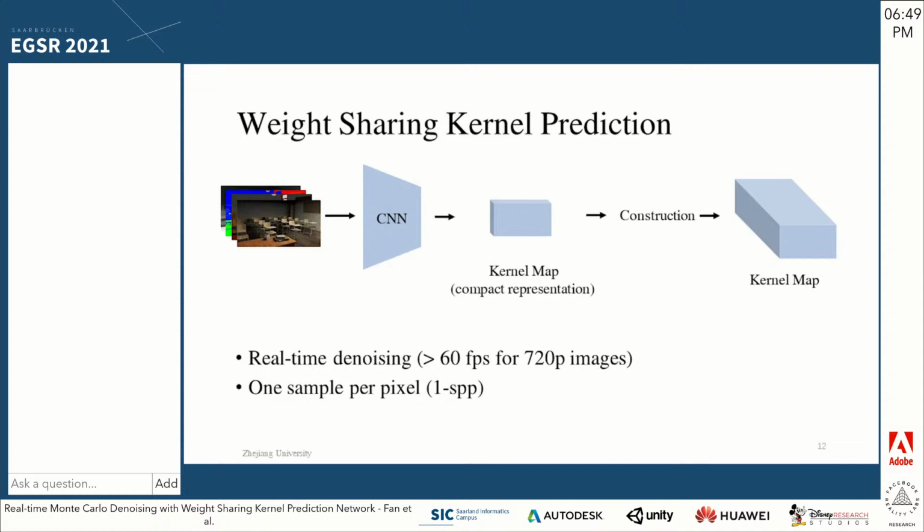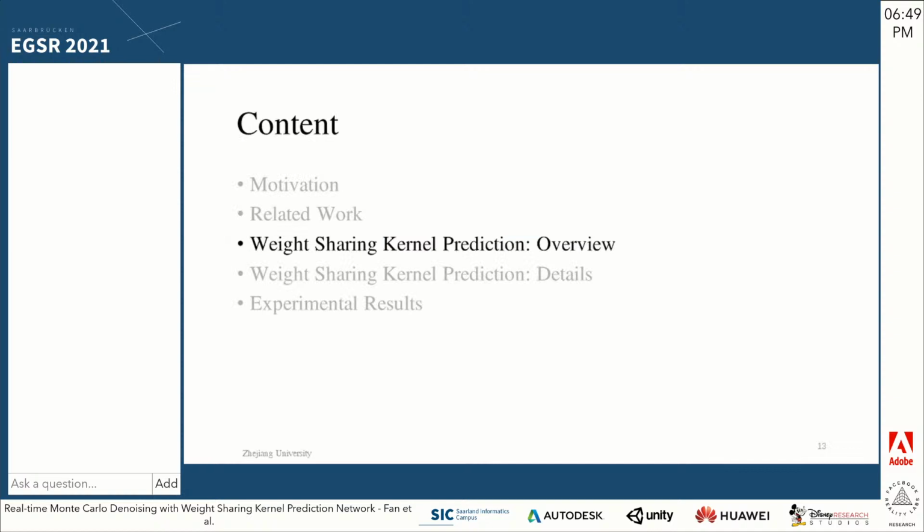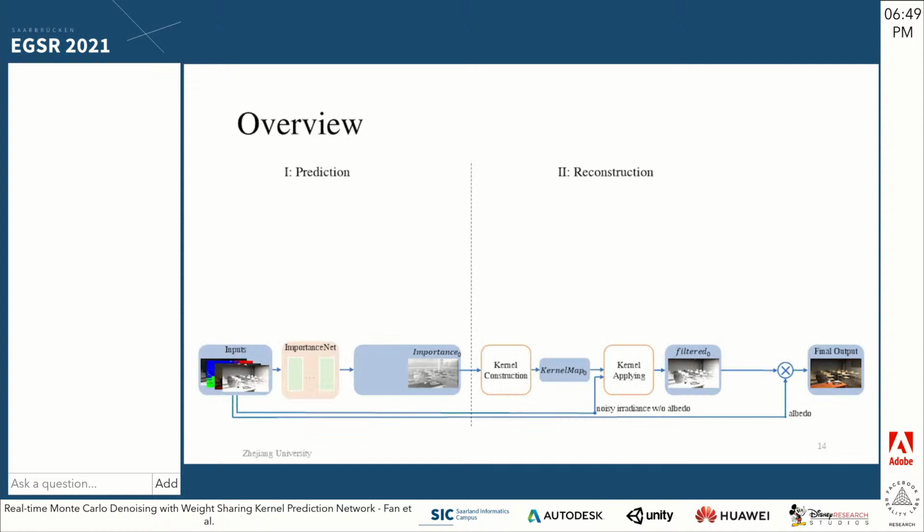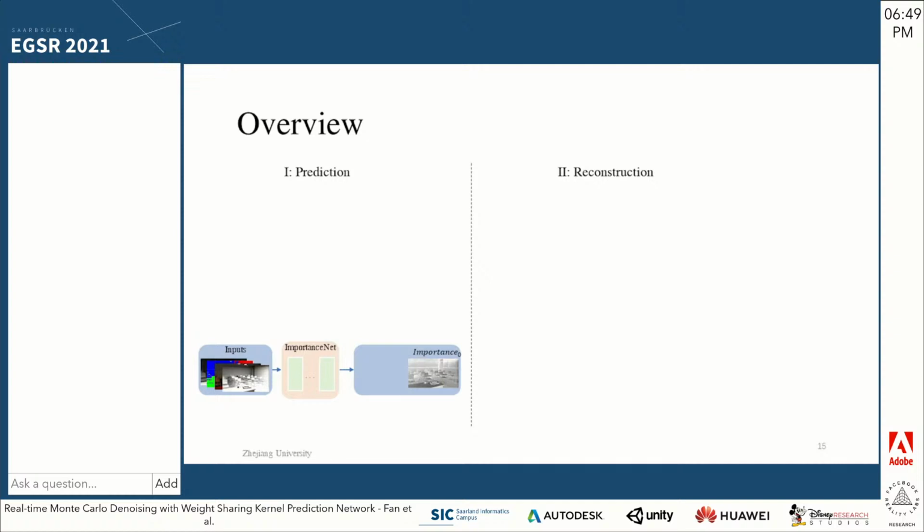In this part, I will introduce the overall architecture of our weight-sharing kernel prediction denoiser. Firstly, I will start with a pipeline without our multi-kernel configuration, and this pipeline can be divided into two phases. The main network inference overhead of basic kernel prediction method is predicting the heavy full-rank kernel map. So in our first prediction phase, we instead use the network to predict a compact single-channel encoding format of the filtering weights, denoted as importance map, which has the same resolution as the input image. And then in the reconstruction phase, we use the importance map to construct the filtering kernels.